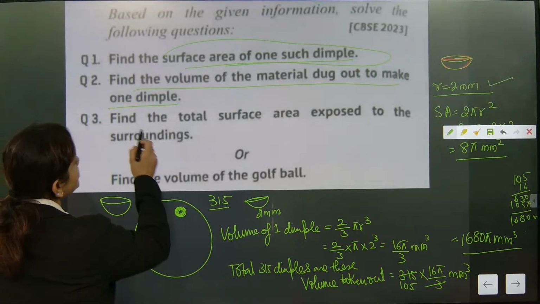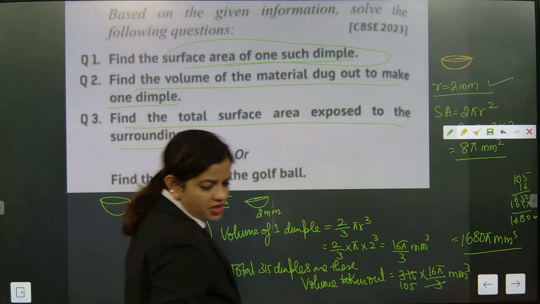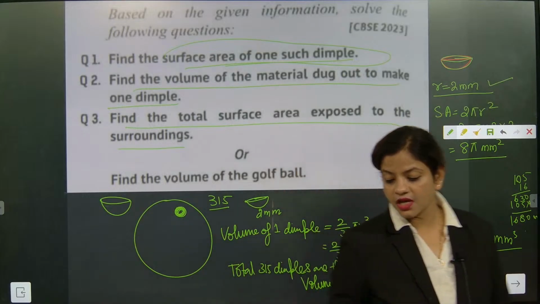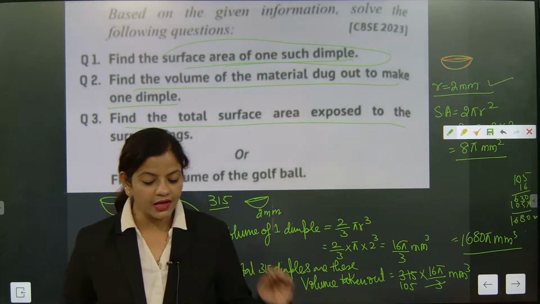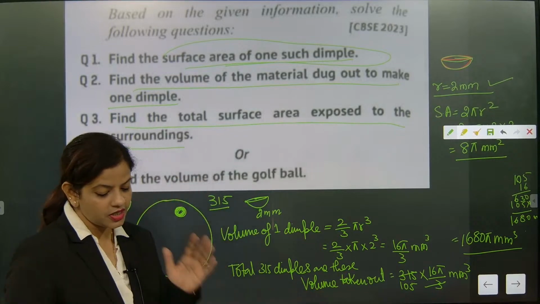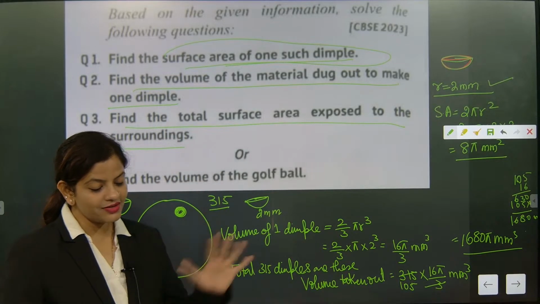So this is: find the total surface area exposed to the surrounding. What is the meaning of that? The total surface area exposed to the surrounding. This is a clear-cut indication. Total surface area exposed to the surrounding means what? Just check this one out.